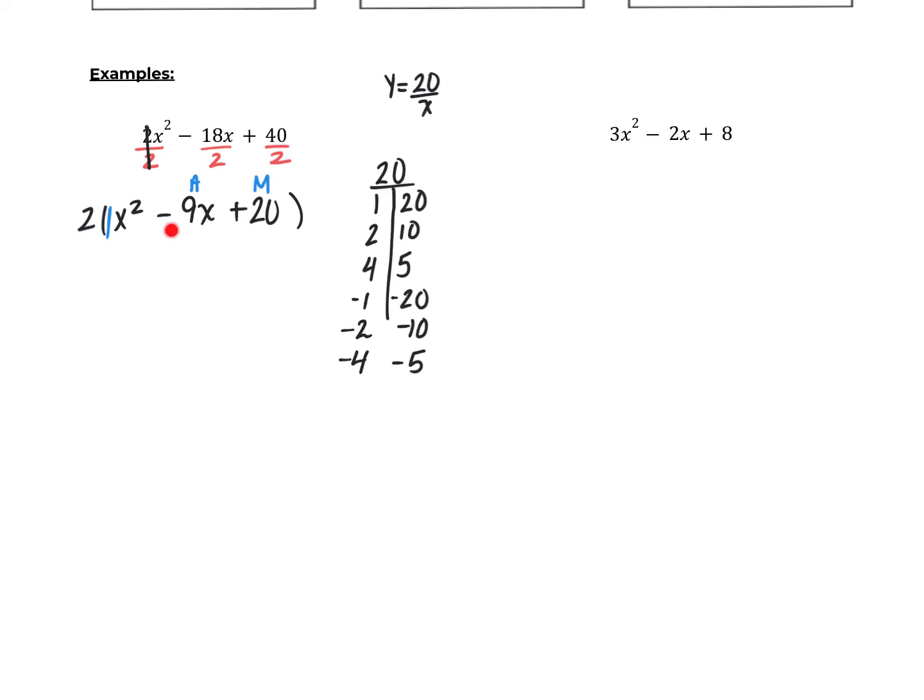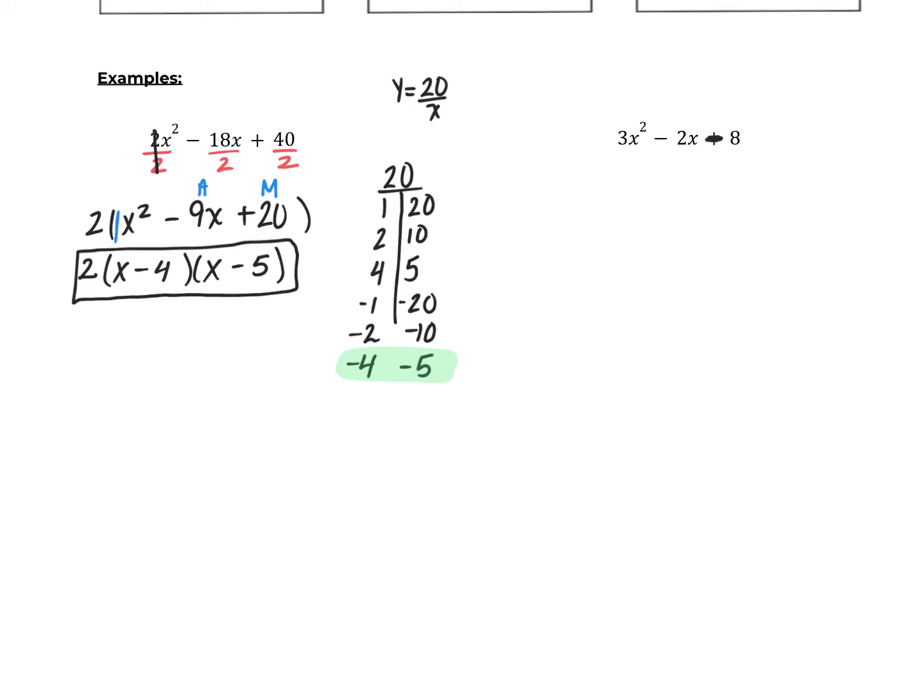So which pair is going to add to the negative 9 on the list? It'll actually be this pair. So to factor it, we're just going to put in x minus 4 and x minus 5. You could have put the minus 5 first. That would have been fine. And don't forget the 2 in front. And that is your final answer.